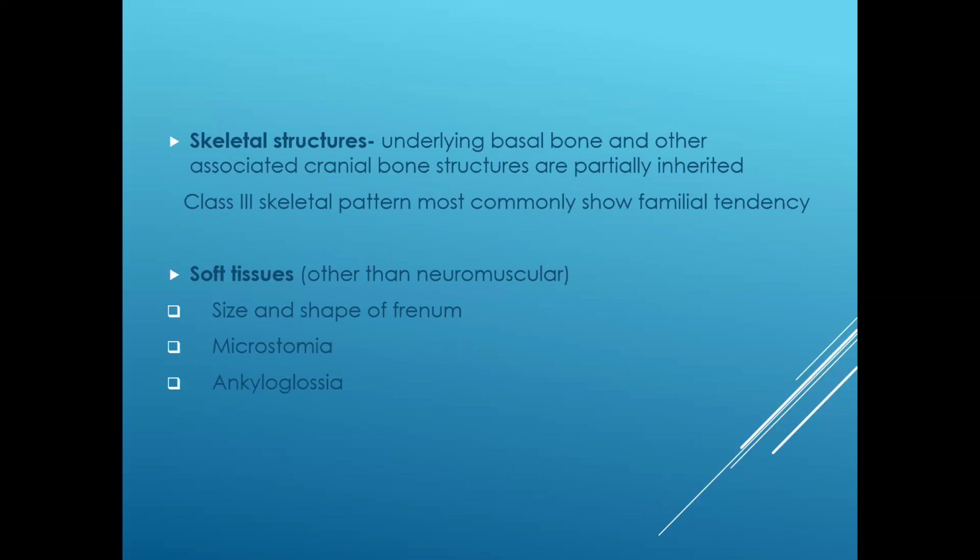Skeletal structures. In skeletal structures, the underlying basal bone and other associated cranial bone structures are partially inherited. One such example is class 3 skeletal pattern, which most commonly shows a familial tendency. And soft tissue inheritance may be seen in the form of size and shape anomalies of the frenum, microstomia, and ankyloglossia.